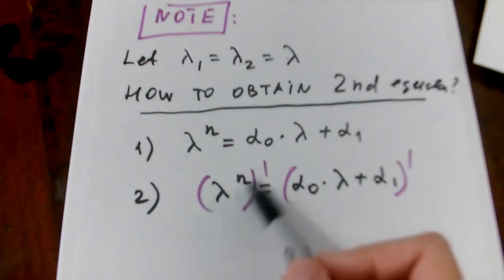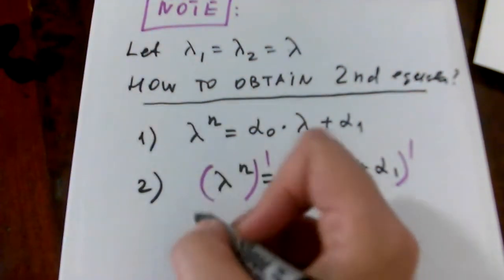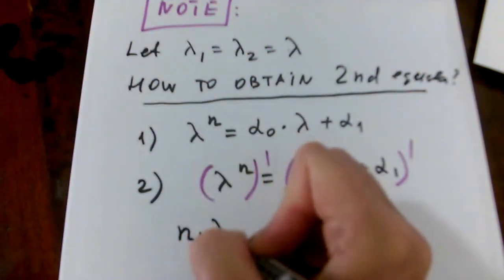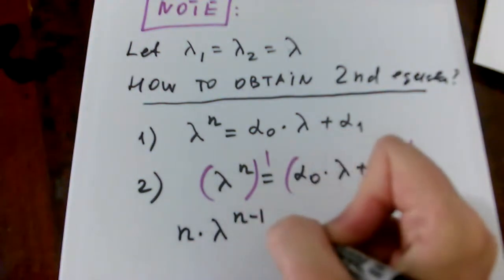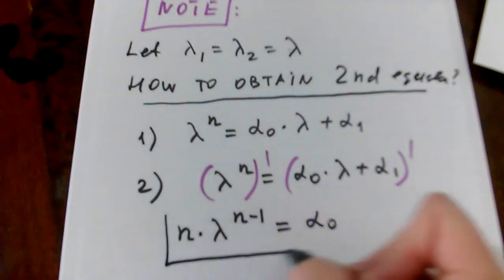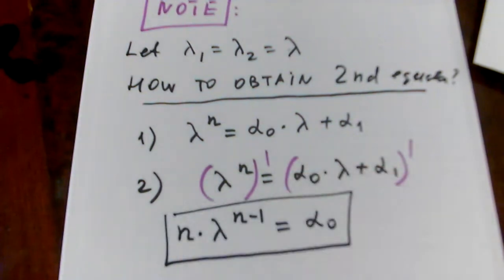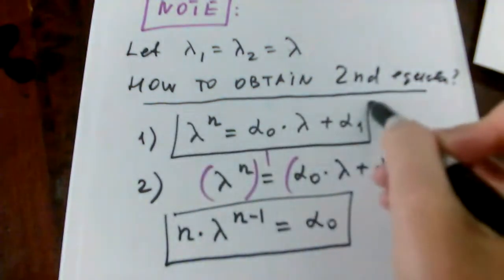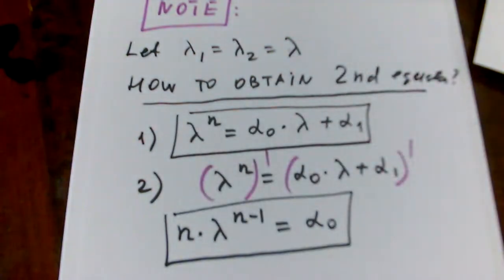Let's do the derivative. The derivative of the left-hand side is n times lambda to the power of n minus 1, and it's equal to just alpha 0. So this is going to be our second equation. That's it. This is our usual first equation, and this is the second equation.